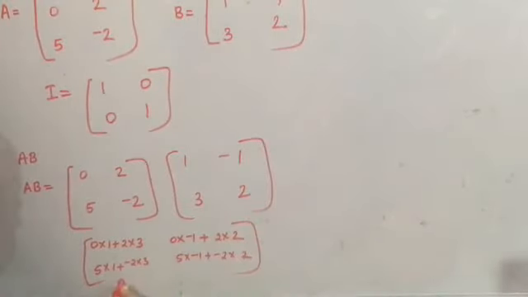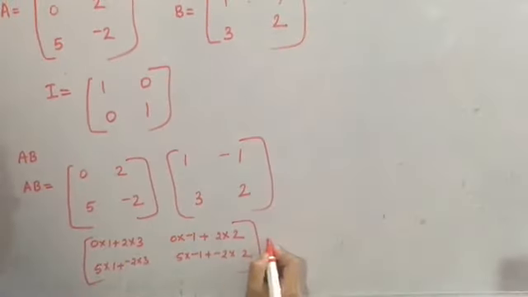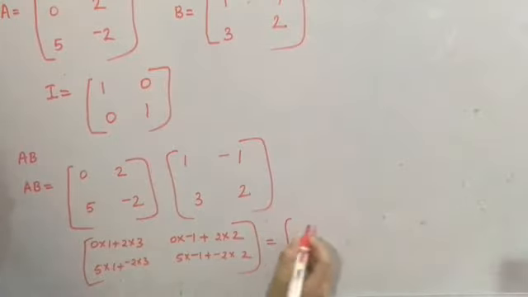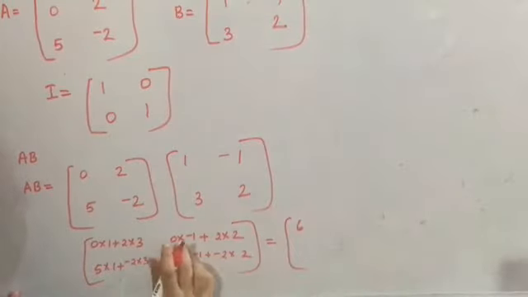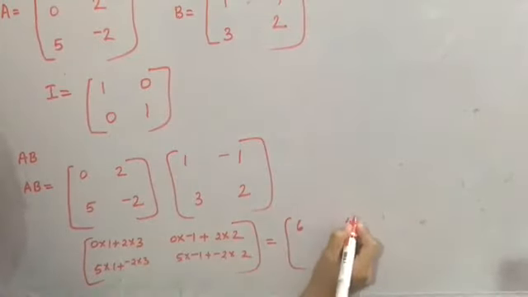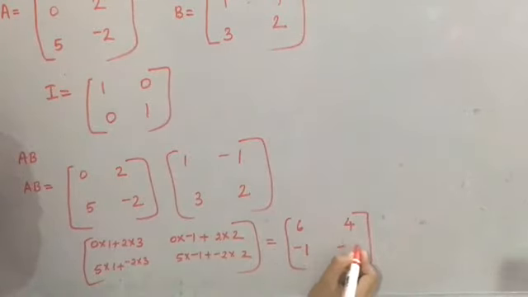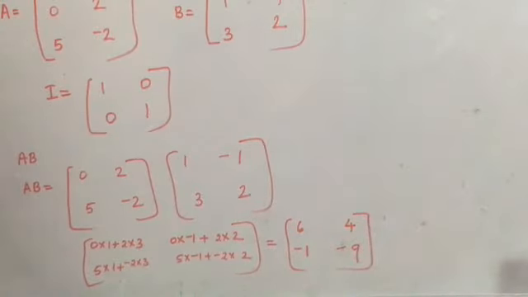Okay, let's solve it. That is equal to 0 into 1, 0. 0 plus 2 3s are 6. Minus 1, 4. Then 5 plus minus 6, that is minus 1. Minus 5 minus 4, that is minus 9. So you get the answer as 6, 4, minus 1, minus 9.